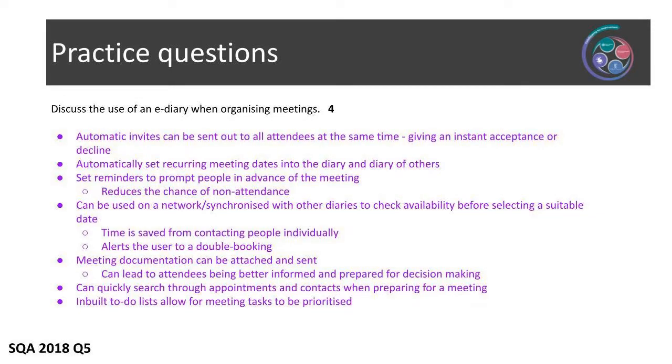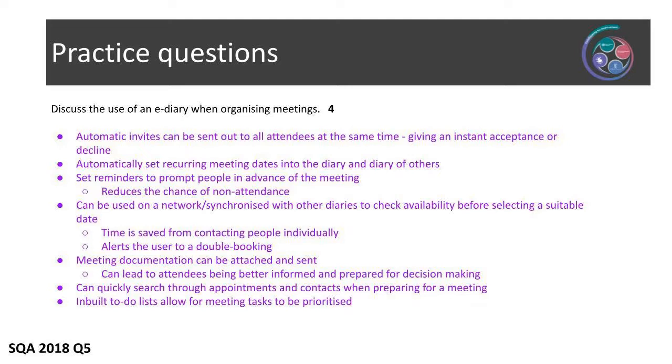Okay, so discuss the use of an e-diary when organising meetings. What could our answer look like here? Well, you're going to get 1 point for each valid discussion point, and then there's going to be a potential of a second mark if that mark has been developed on. But I think you can really get 4 clear points here. Avoid your repetition though, and make sure you are referencing the types of things we've got here as examples.